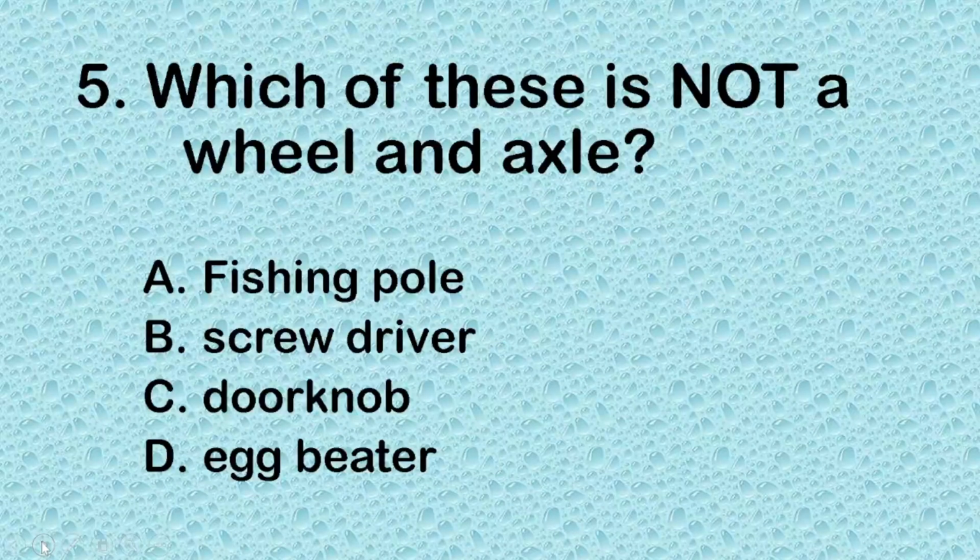Number 5. Which of these is not a wheel and axle? A. Fishing pole. B. Screwdriver. C. Doorknob. And D. Egg beater. The correct answer is letter A, fishing pole.